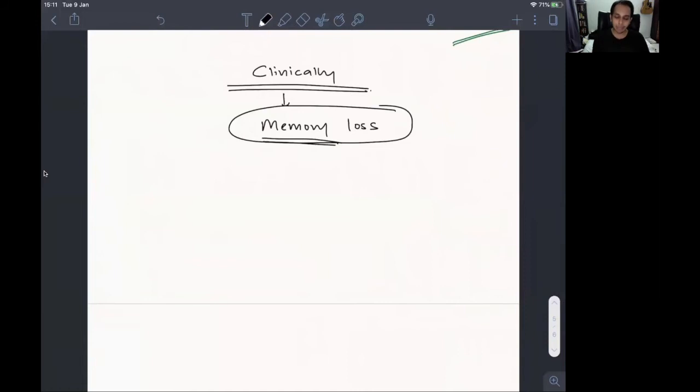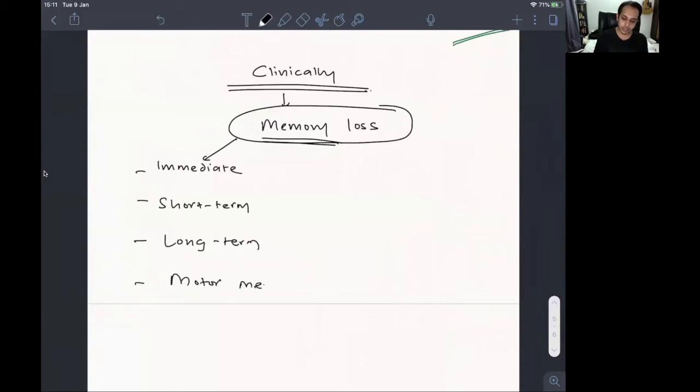Now, coming to memory loss, how do you approach it? How do you ask questions regarding a case of memory loss? So you need to find out what kind of memory loss it is. Is it an immediate memory? Is it short-term memory? Is it long-term? Or is it a motor memory? Now, what are these different things?